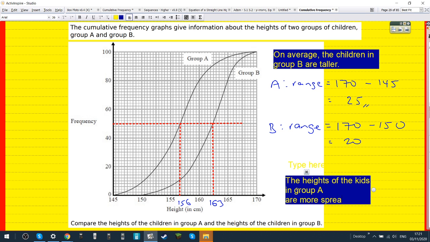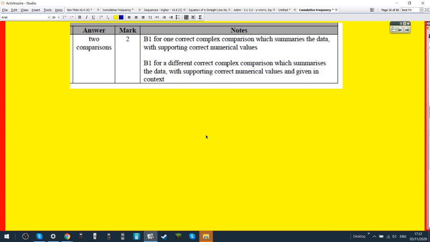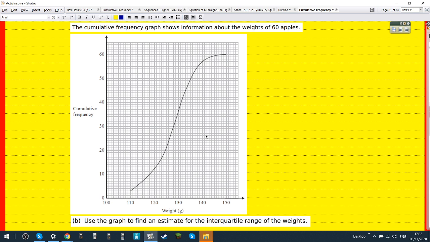There you go. And that's how you compare two data sets. Who is taller on average and whose heights are more spread out. So group B, they're taller on average and they're more consistently tall. Their heights are less spread out, so they're closer to that higher average. Well done.